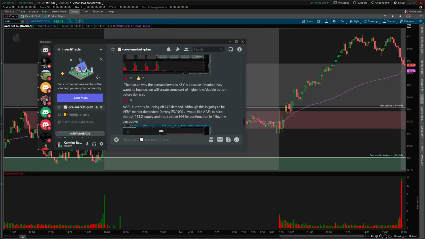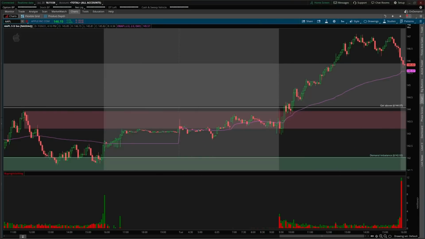The next setup, I did not take this one, was from the pre-market plan. It worked out very well. I know some members did take it. We had demand at 142. We were bouncing off of it, and majority of names like Apple, Facebook, Microsoft are going to be very market dependent. So it's very key to look at ES and NQ, which is why I like trading them, to gauge the direction of its underlying equities that make up the market. So I wanted Apple to slice through the 143.20 supply zone and trade above 144 for continuation and filling the gap above. We could look to play calls as long as the market is strong.